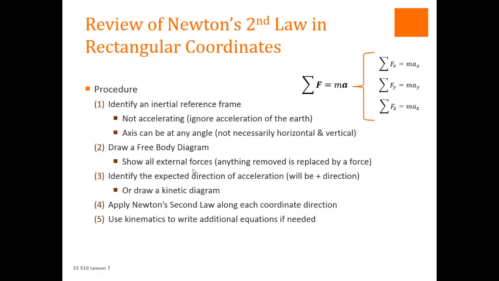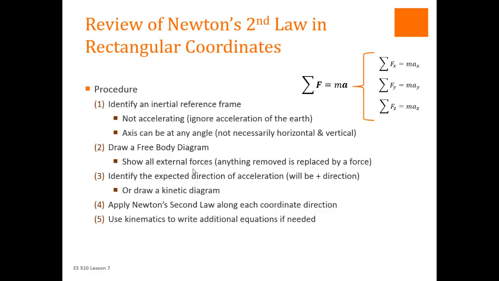So, in Lesson 5, we looked at Newton's second law in rectangular coordinates. The procedure we used was to identify the reference frame, place our x, y, z axes, and make sure that reference frame is not accelerating, though it could be at any angle. Then we drew our free body diagrams showing all our external forces, and we identified the expected direction of our acceleration, which could be a guess if we had no idea.